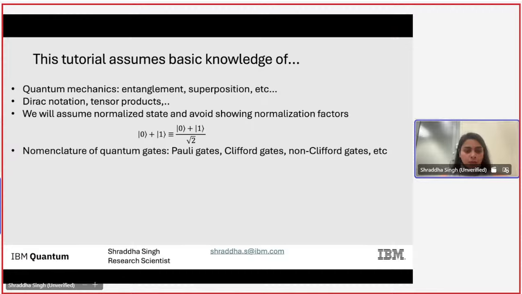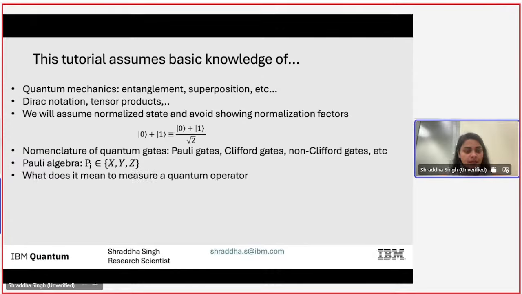Then nomenclature of quantum gates, like when I say Pauli gates, what do I mean? When I say Clifford gates, what do I mean? Non-Clifford gates, etc. You should know the Pauli algebra. That means X times Y equals i times Z. And then what does it mean to measure a quantum operator?